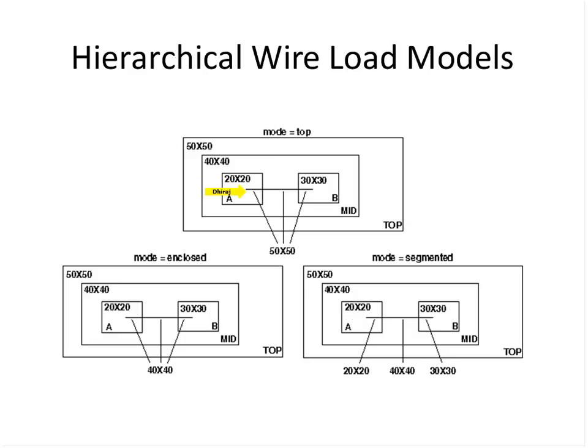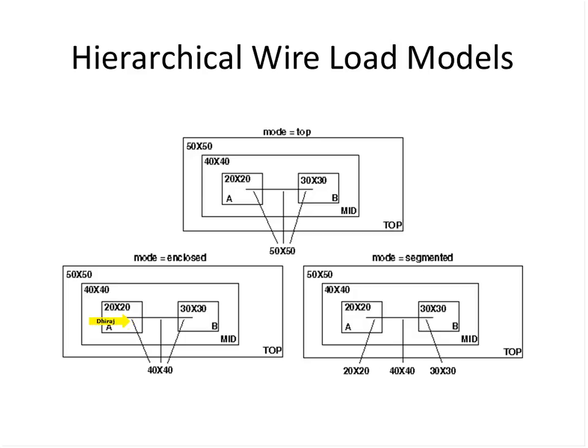Now when we talk about this net, if we set the wire load mode to be top, DC will still choose a 50x50 model for this net, since we said it's top. For any net in the design, it will not choose 20x20, 30x30 or 40x30. Obviously this is more pessimistic in nature, and it is very simple as far as implementation goes. When we go to enclosed, we go to a slightly more accurate implementation. It will look for the smallest design that encloses this net.